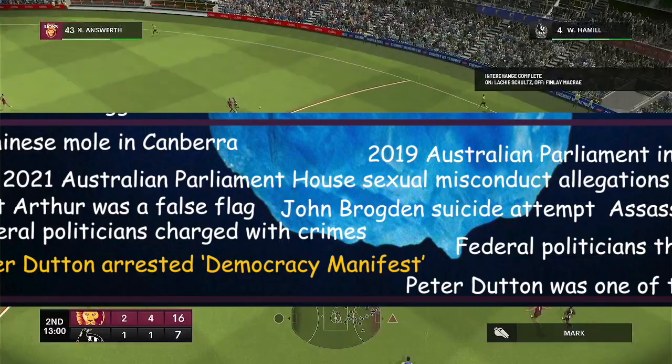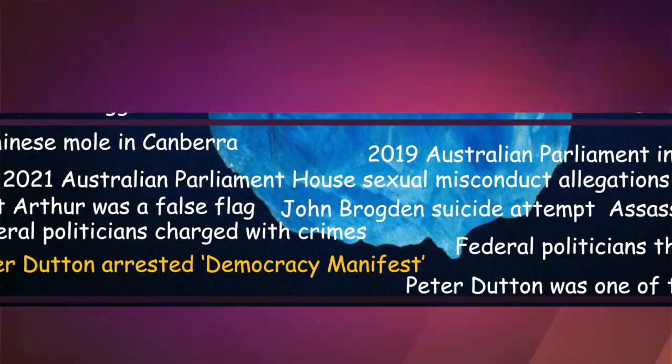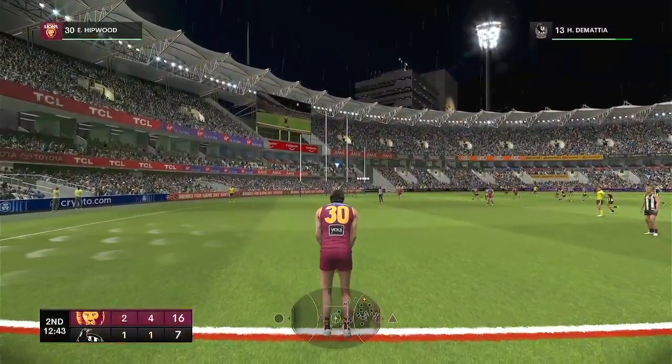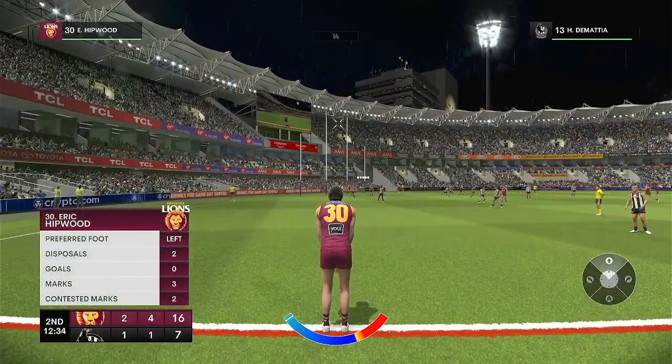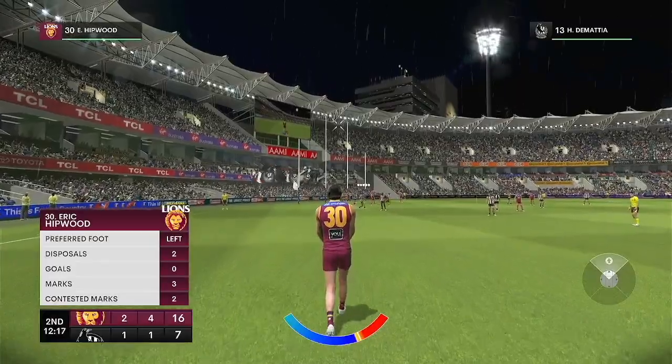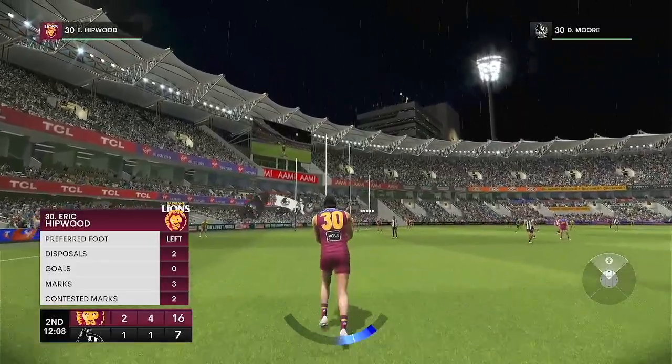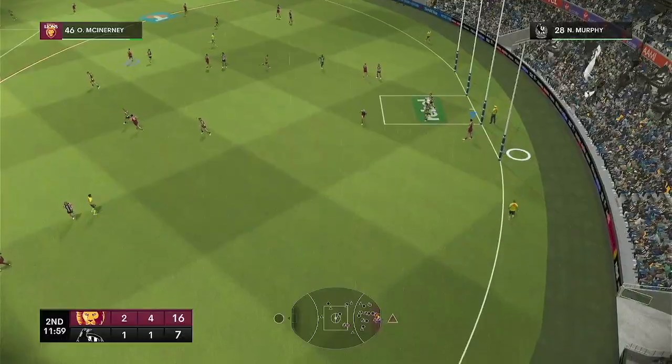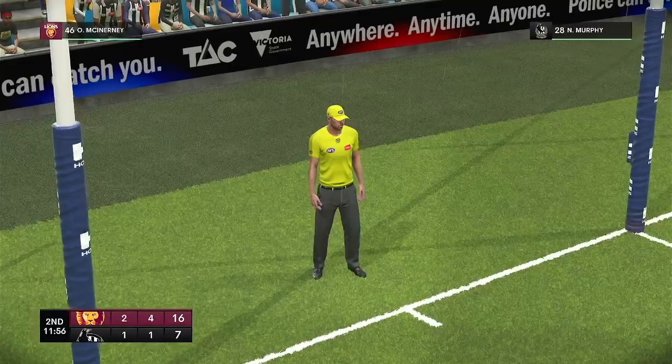The 2021 Australian Parliament House sexual misconduct allegations. In February 2021, Brittany Higgins, a Liberal Party staffer, alleged that she was raped in March 2019 by colleague Bruce Lehrmann in then Defence Industry Minister Linda Reynolds' office in Parliament House, sparking widespread controversy. Higgins claimed she was pressured to stay silent, igniting a firestorm against the Morrison government over workplace culture.